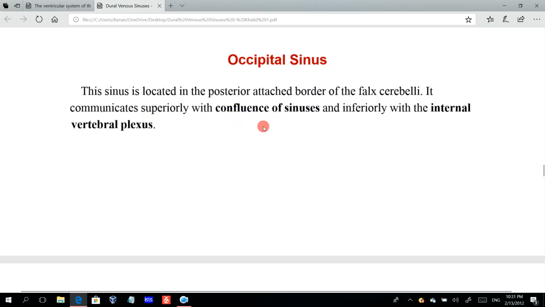You see how many sinuses come to this confluence of sinuses: the superior sagittal sinus, the transverse sinuses, the straight sinus, and here we have the occipital sinus. All these sinuses unite in this area, which is called the confluence of sinuses, and inferiorly with the internal vertebral plexus. The internal vertebral plexus has two communications: from the basilar plexus and also from the occipital sinus.